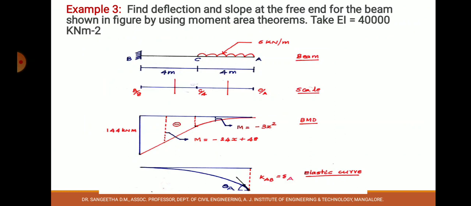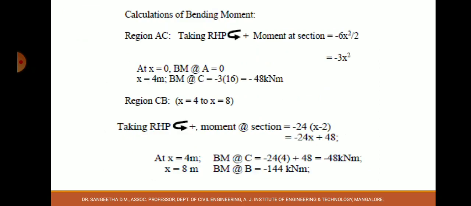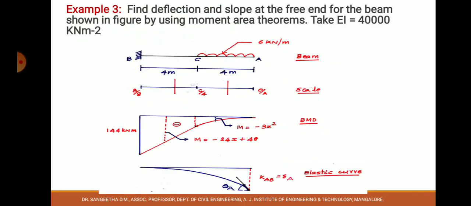Take the moment equation at section 1, where x varies from 0 to C. What is the equation? Right hand side means anticlockwise positive. That's the sign convention written here. W into L into L by 2. W is 6, so 6 into x into x by 2, that is 6 x square by 2.